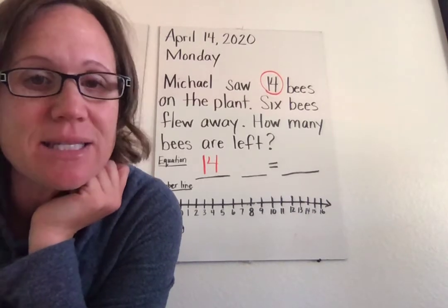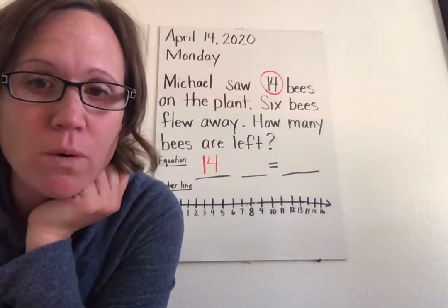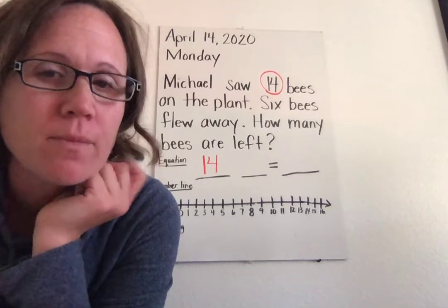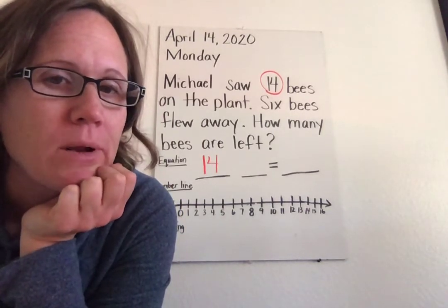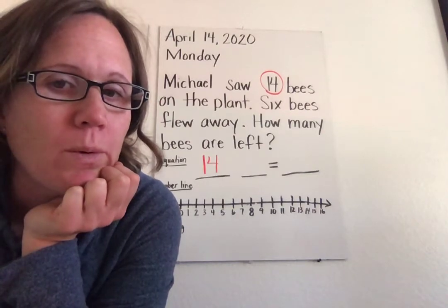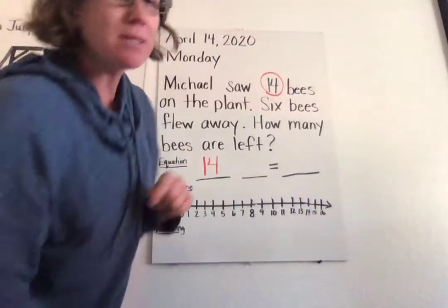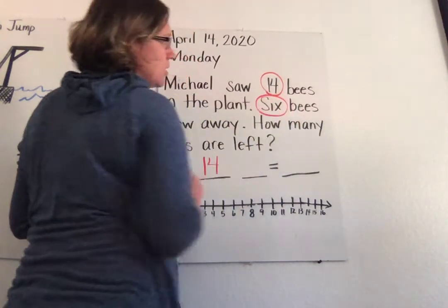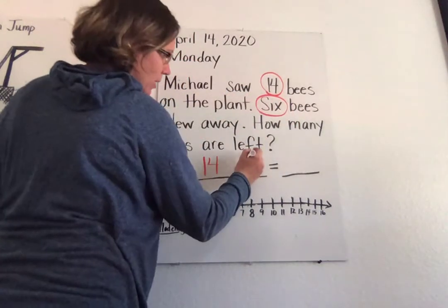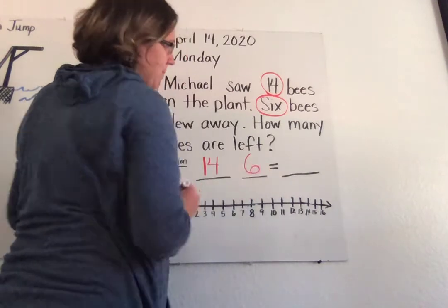Our second sentence says 6 bees flew away. What number is important there? Not the bees, not the flew away. How about the 6? Our 6 is here. So we're going to circle 6 and we're going to put the number right there.